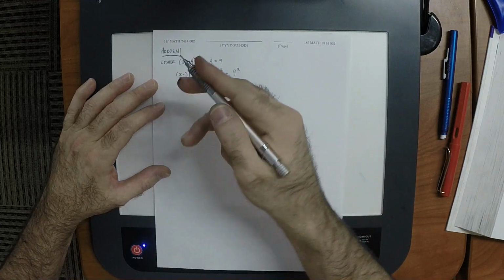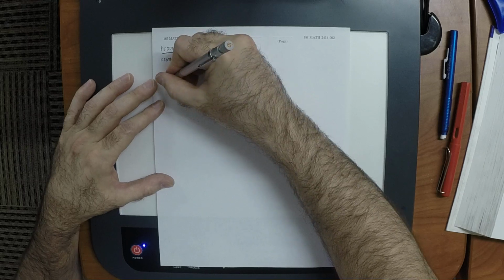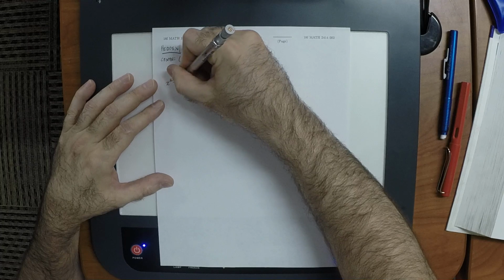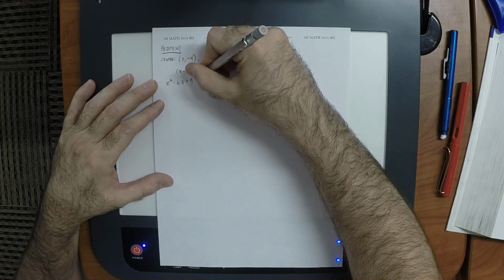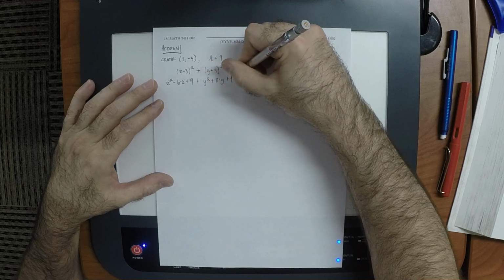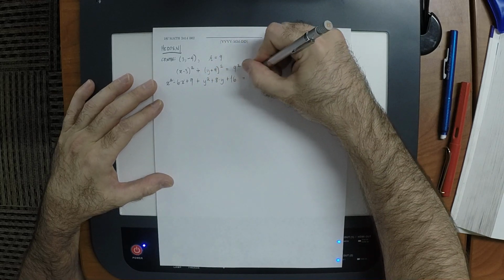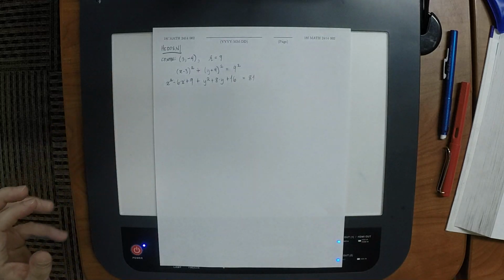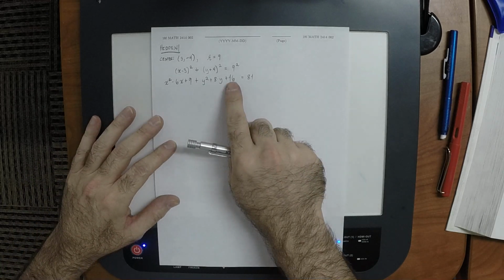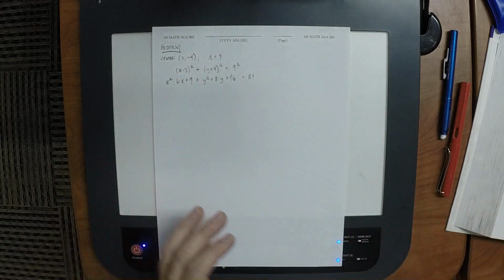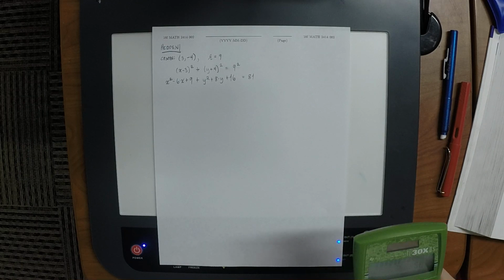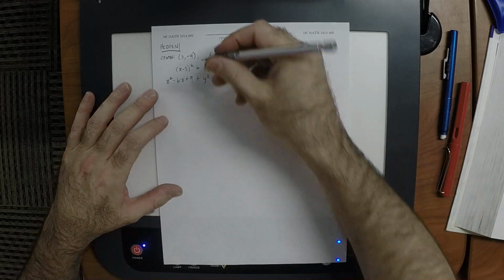So now I'm going to multiply this all out, and this is x squared minus 6x plus 9, and then plus y squared plus 8y plus 16 is equal to 81. And then I'm going to collect all the constants together. So that'd be 25, and then 25 minus 81 is what? -56.